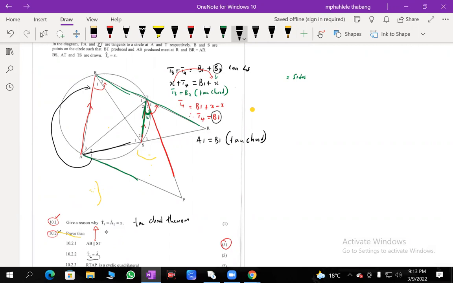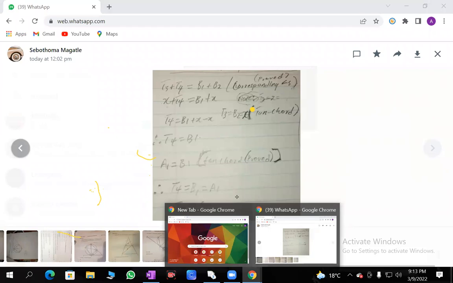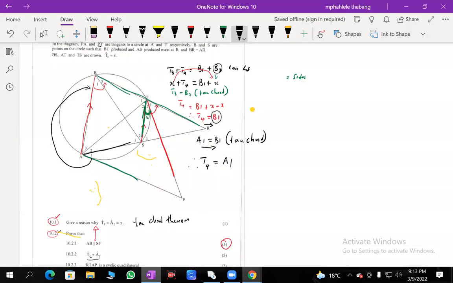So they are equal because B1 equals A1. Therefore, we can conclude that T4 equals to A1. Yeah, you are right. Therefore, T4 equals to A1. Wow. I'm very proud. That's so good. You should strive for level 7.